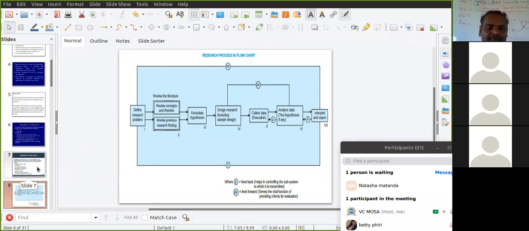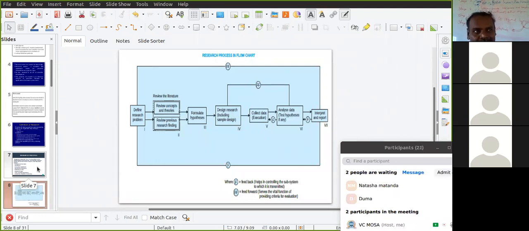So the first one, I already explained, is defining your research problem. That's the first and foremost step. It is followed in almost all the research methodologies. So defining the research problem is the first step. Which area am I going to study? Whether I'm going to study cholera infections, or chikungunya, or corona. So you are going to specify the research problem.